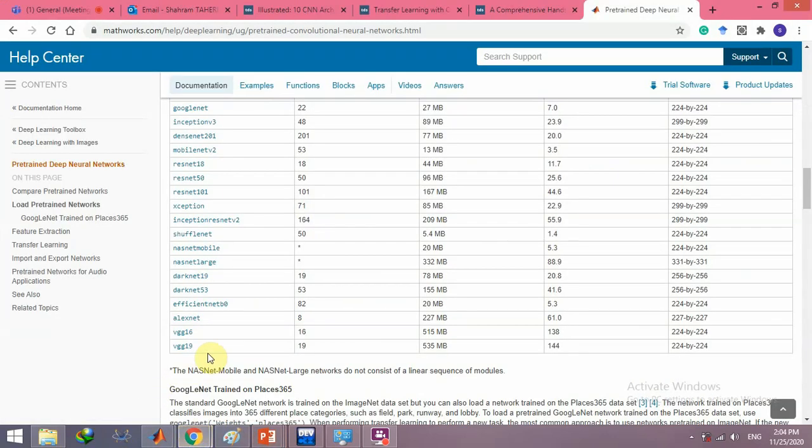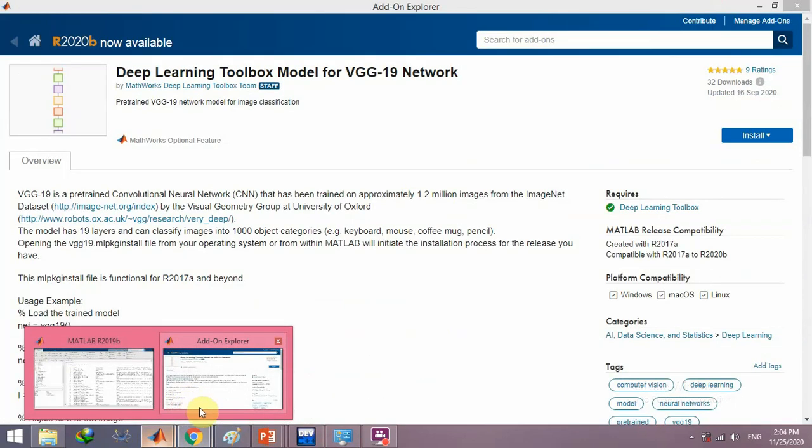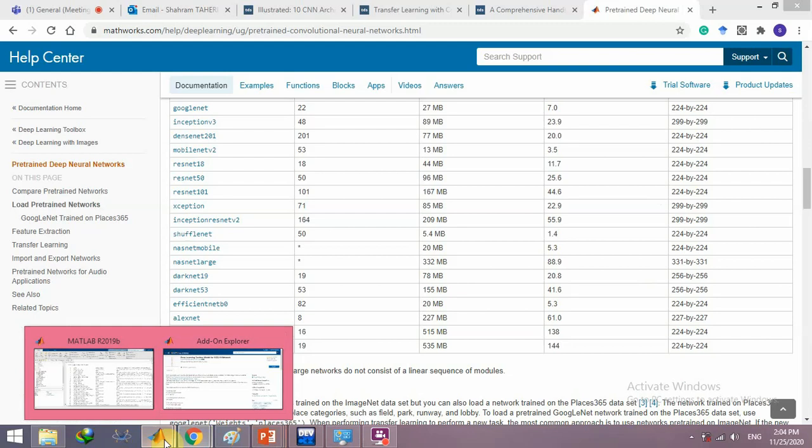Let me check it. GoogleNet, where are you? 27 megabytes, but VGG16's size is very high, 515 megabytes. So when I try to open this one, it takes a long time, but this one is much faster to load on my system.